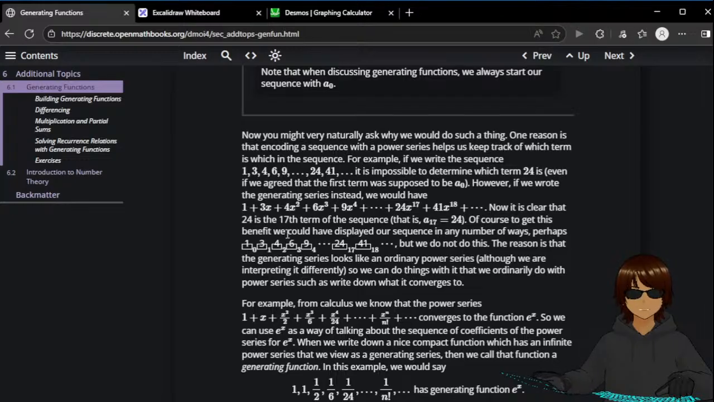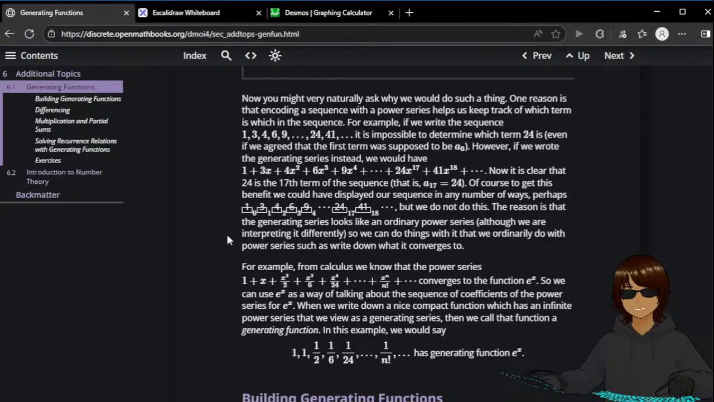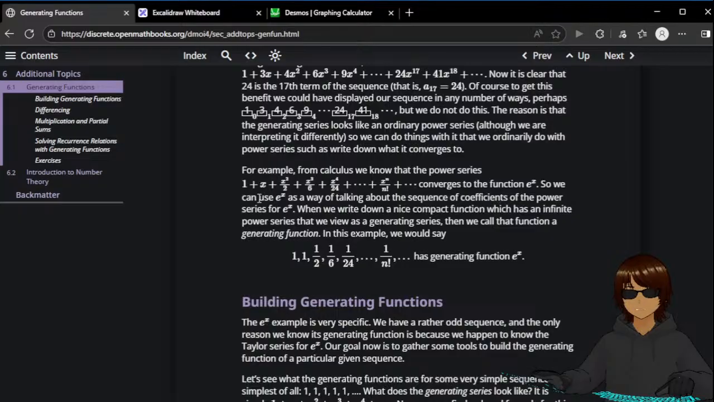Of course, to get this benefit, we could have displayed our sequence in any number of ways, perhaps with some other platforms, but we do not do this. The reason is that the generating series looks like an ordinary power series. So we can do things with it that we ordinarily do with power series, such as write down what it converges to. For example, from calculus, we know that the power series 1 plus x plus x squared over 2 converges to the function e to the power of x. So we can use e to the power of x as a way of talking about the sequence of coefficients of the power series.